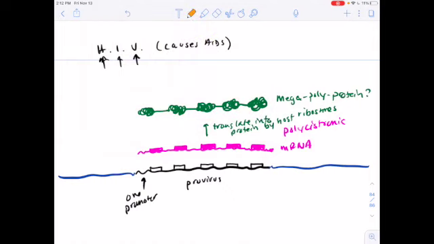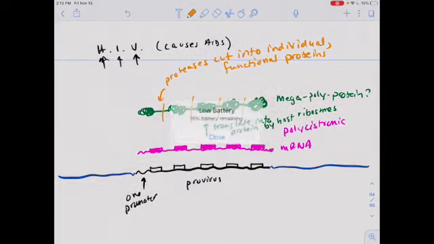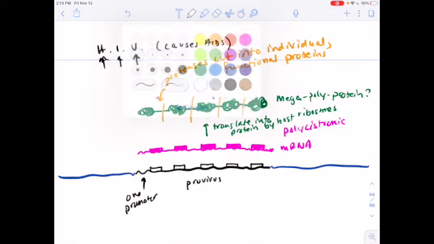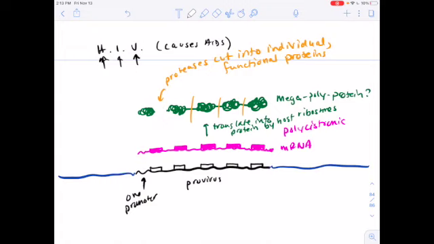Proteases. Proteases cut into individual functional proteins. So proteases will cut them right there. Low battery. Don't worry, I'm going to get through this. Let's see. Yeah, so let's cut them like that.